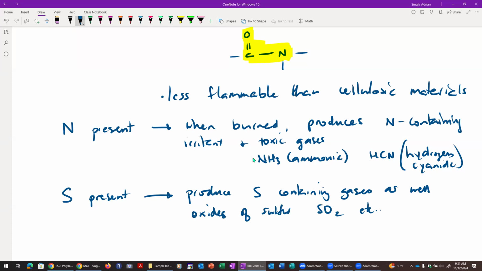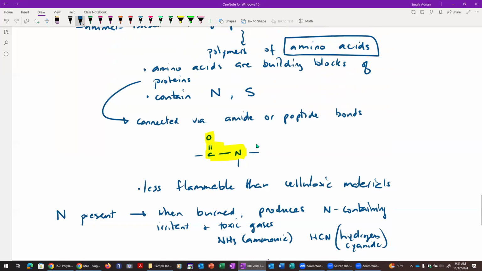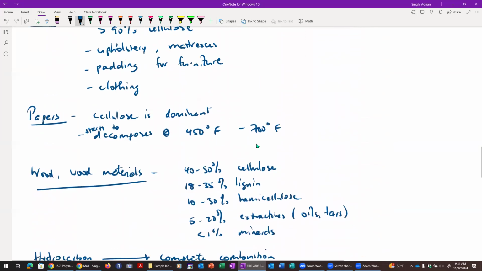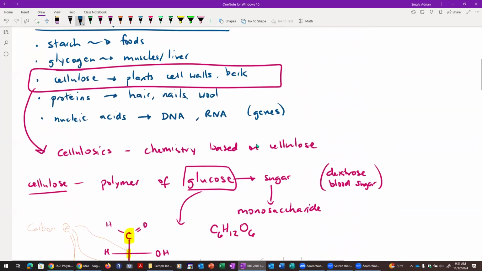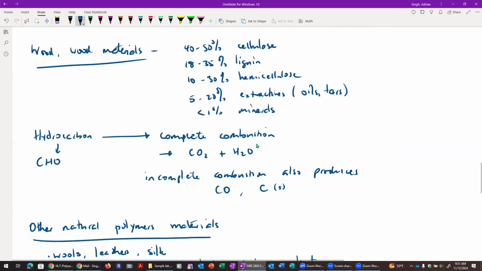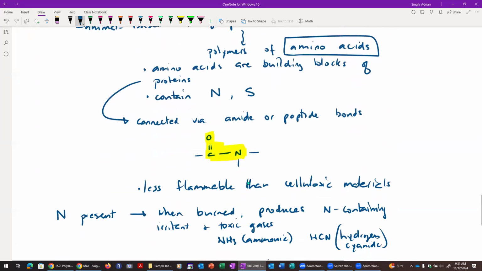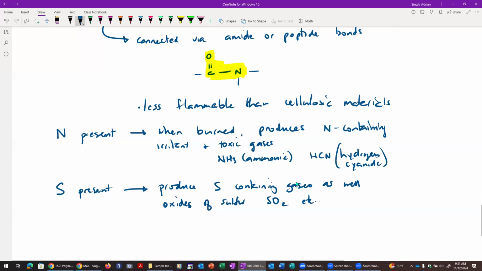So the point here is that when these things catch on fire, the products that you get are going to be different depending on what they are made up of. If it's a cellulosic material based on glucose, lots of C's, H's, and O's, we're going to get a bunch of carbon dioxide and water vapor if there's complete combustion. We'll get maybe some carbon monoxide, maybe some soot, some regular carbon if there's incomplete combustion. Protein-based materials are going to have additional toxic products like oxides of nitrogen, oxides of sulfur, etc. So those are the natural polymers. We'll take a look next at some of the synthetic ones.